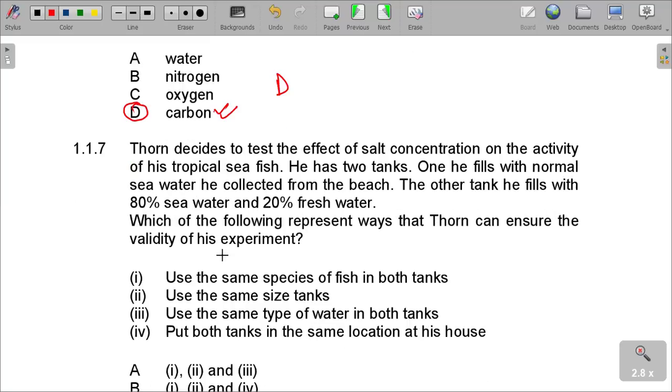And then number 7. Tony decides to test the effect of salt concentration on the activity of his tropical sea fish. He has 2 tanks. One he fills with normal seawater he collected from the beach. The other tank he fills with 80% seawater and 20% fresh water. Which of the following represent ways that Tony can ensure the validity of his experiment? So, number 7, which one of these can help to ensure the validity of this experiment?